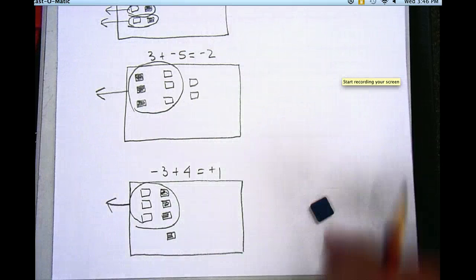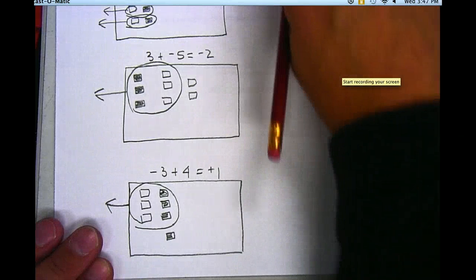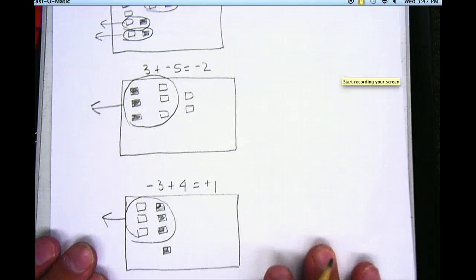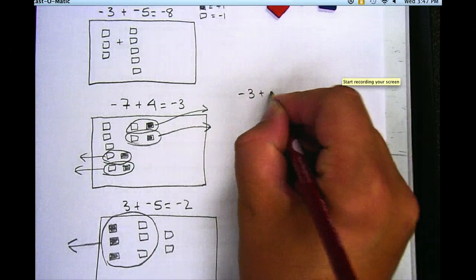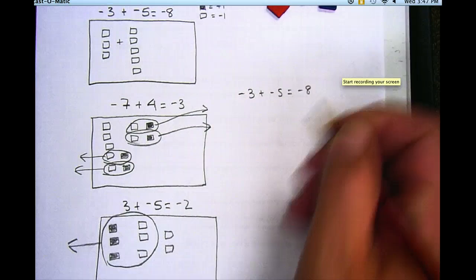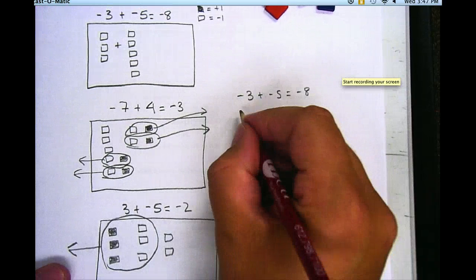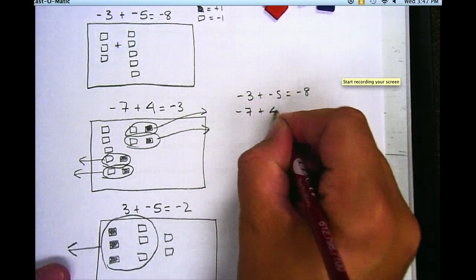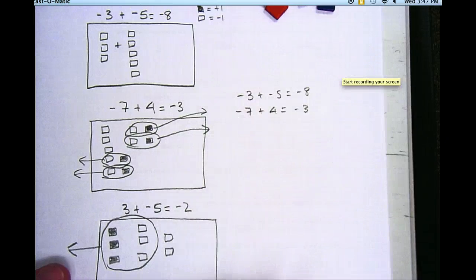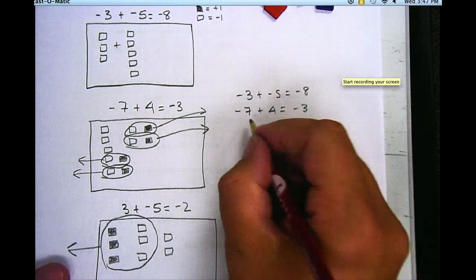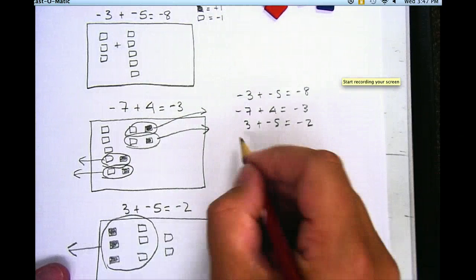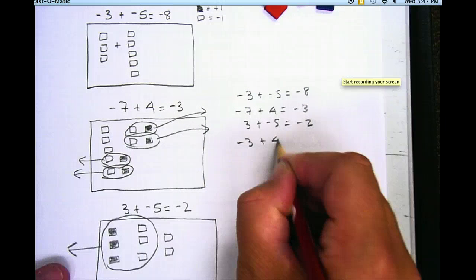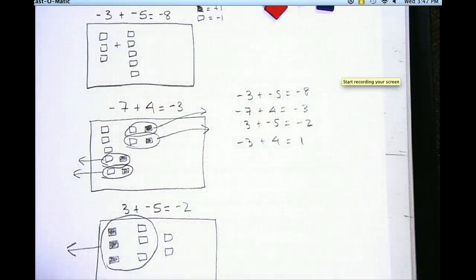Now, the problems that I have here, I'll just show you the different ones that I have. I'll show it right down over here. I have -3 plus -5 is equal to -8. I have -7 plus 4 is equal to -3. I have 3 plus -5 is equal to -2. And I have -3 plus 4 is equal to 1. Okay? And those are the 4 problems that I just did.